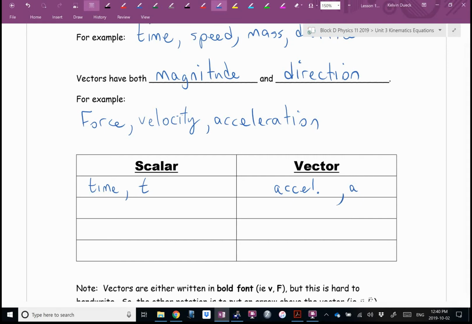There are two that are very related. Speed, for example, 30 meters per second, that's a scalar, versus velocity, 30 meters per second north. That's a vector. Has a magnitude 30 and a direction north.